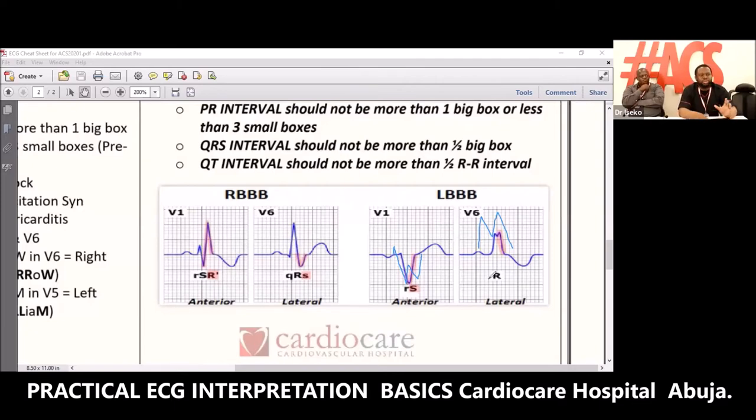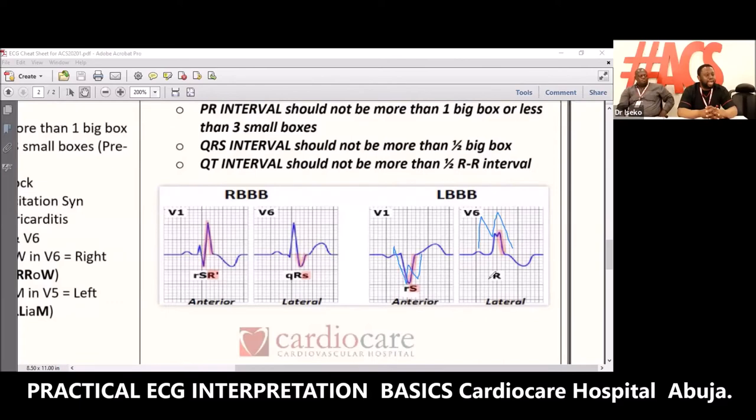It will look something like this. WiLLiaM and MaRRoW. W, L, M: WiLLiaM. M, RBBB, W: MaRRoW. Can you see our small rhyme? This is an international mnemonic.